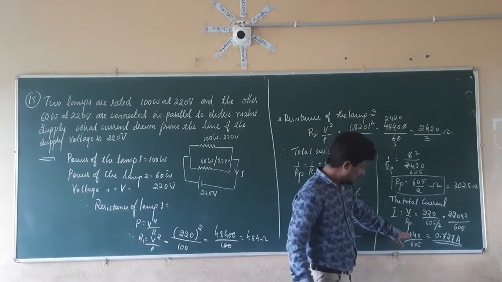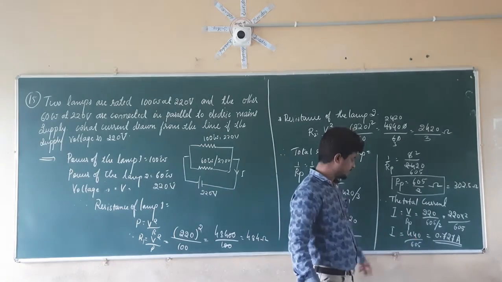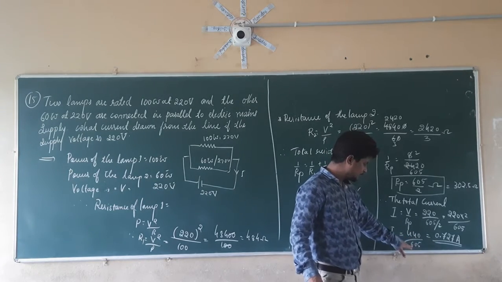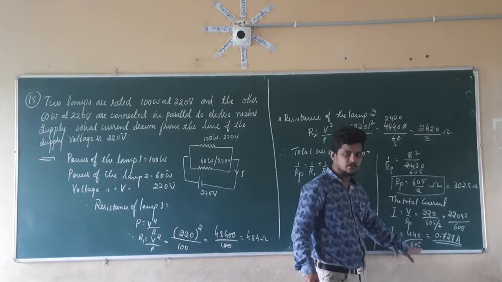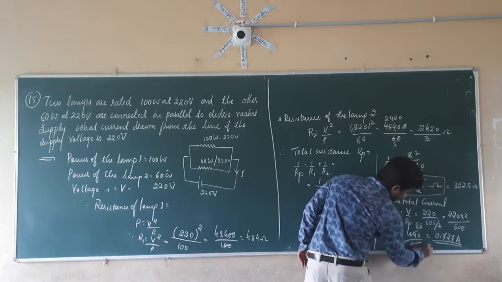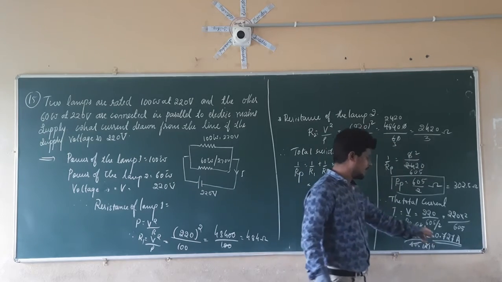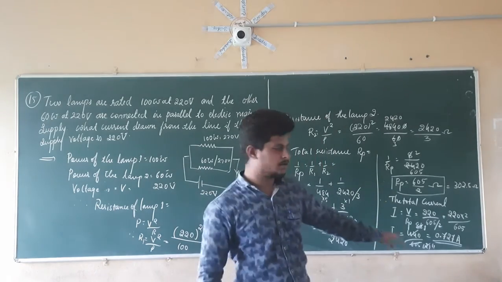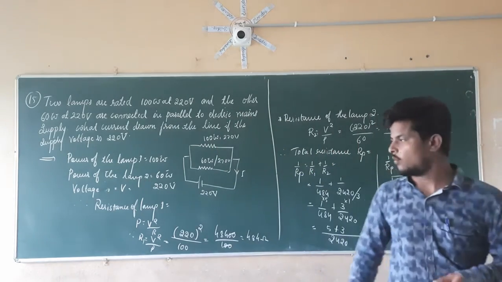See here, 5 8s are 5 88s are, and 121s are 11 8s are 11 11s are. If you calculate here, you are going to get the value as 0.727 amperes. So the total current flowing through this circuit is equal to 0.727 amperes. So this is the answer for question number 1.